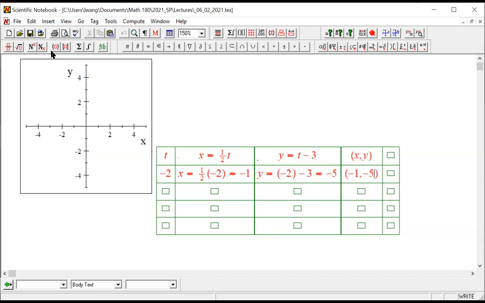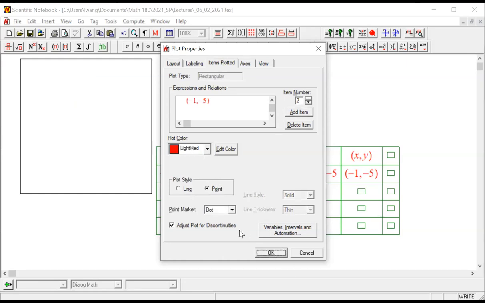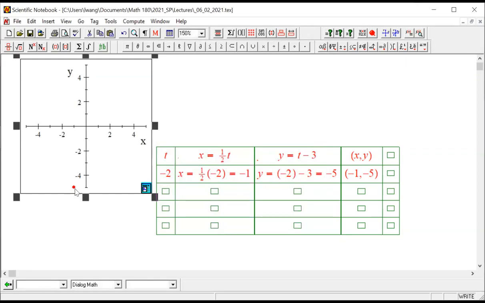So that's parametric. Do you guys see that? Okay. So now I can plot this point (-1, -5) at time t = -2. So I'm going to put that in the chart. Let me make it a red dot, so it's easier to see. There's a dot.